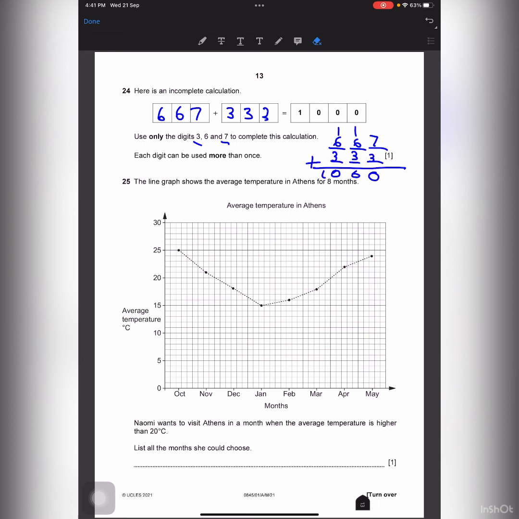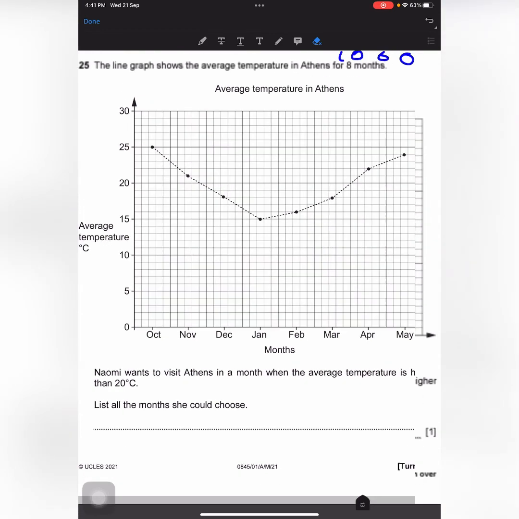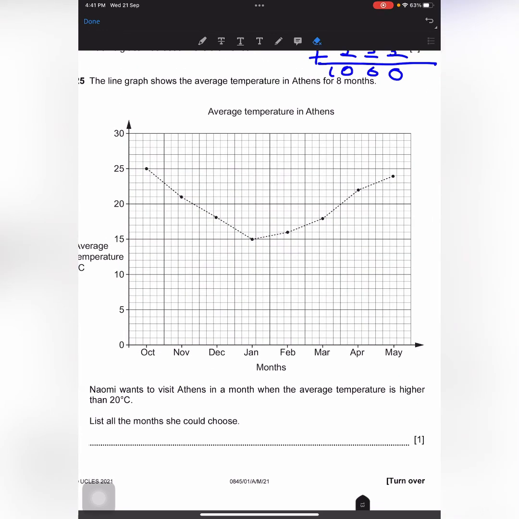Now, the line graph shows the average temperature in Athens for 8 months. So here's the average temperature in Athens. So now here are the months and everything. Naomi wants to visit, and they're in a month when the average temperature is higher than 20 degrees Celsius. So she wants to visit it when the temperature is like higher than 20 degrees Celsius. So she says now we have to list all of them that she can choose.